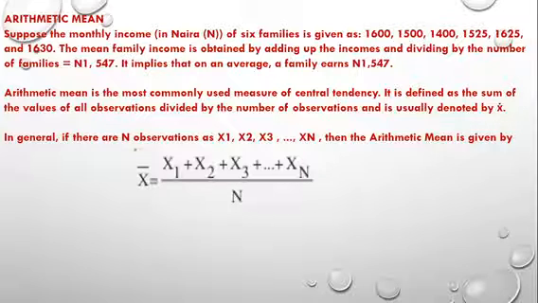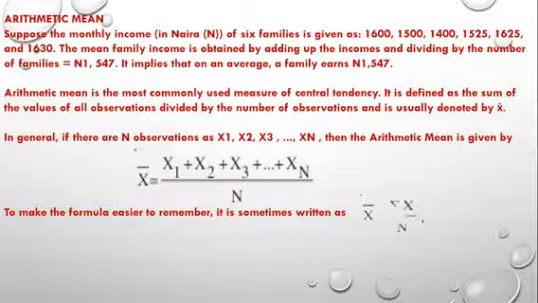Now, sometimes, to make it easier to remember, it is written in this manner. That is, X bar is equal to summation X over N. That E-looking thing is a representation for summation, that is addition. If you are told summation X, it means add all the data that you have, and then divide by the number of data that you have, and that will give you your arithmetic mean. Summation X is the sum of all observations, and N is the total number of observations that you have.